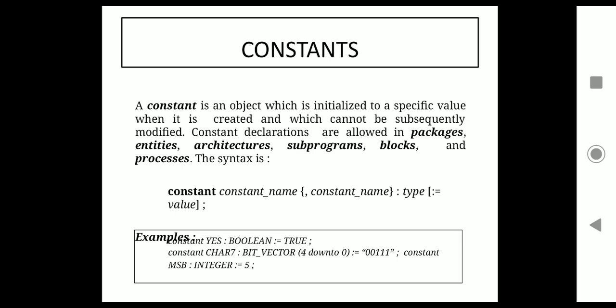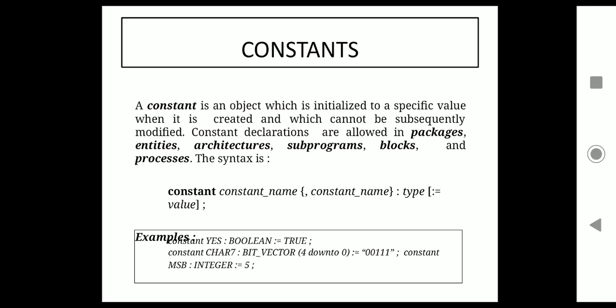Again the second one, the constant name is bit vector, that means now it is of bit vector type and its value is 4 down to 0, that means it's a 5-bit value. Then again you can define its value. Now the third constant is MSB, it is of integer type and its value is 5.